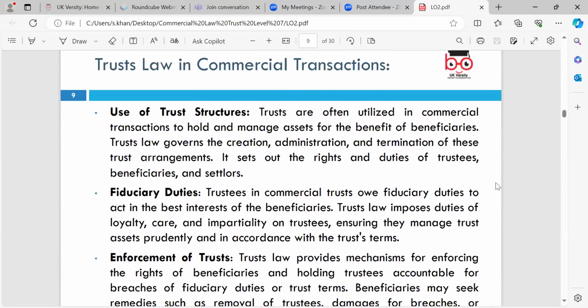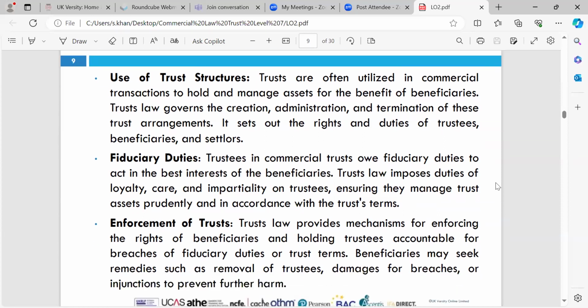Trusts in commercial transactions. So the use of trust structures. Trusts are often utilized in commercial transactions to hold and manage assets for the benefit of beneficiaries. Trust law governs the creation, administration, and termination of these trust arrangements. It sets out the rights and duties of trustees, beneficiaries, and settlors.